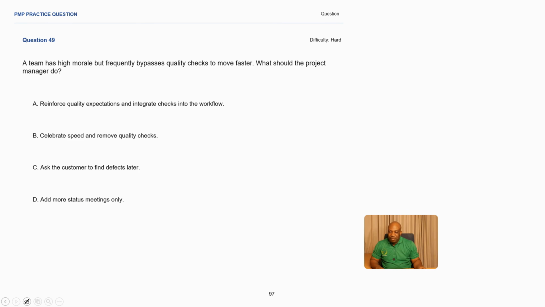Right, practice question number 49. A team has high morale, but frequently bypasses quality checks to move faster. What should the project manager do? So we have got a team that is highly motivated, but they are bypassing quality checks so that they move faster, all right? So the level of difficulty here is hard. So let's go through the answers now.